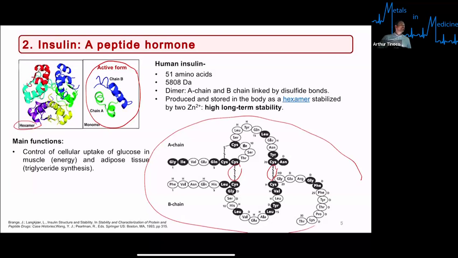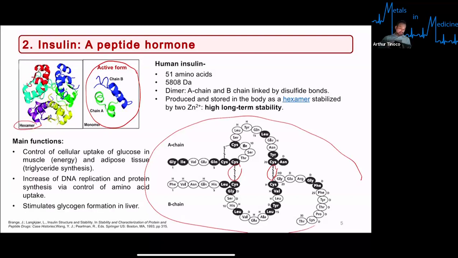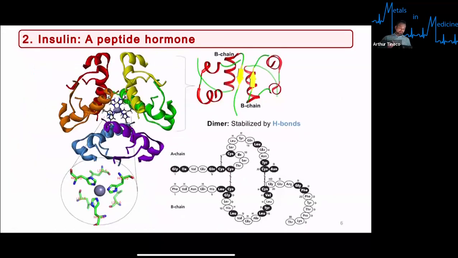So what are some of the functions of insulin? It controls the cellular uptake of glucose in muscle and adipose tissue. It participates in the increase of DNA replication and protein synthesis via control of amino acid uptake, and also stimulates glycogen formation in liver. Again, that's a storage of glucose.